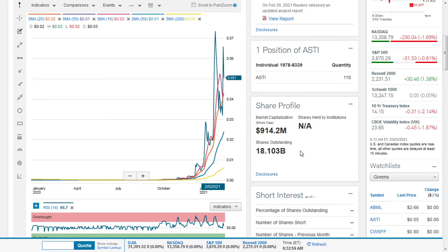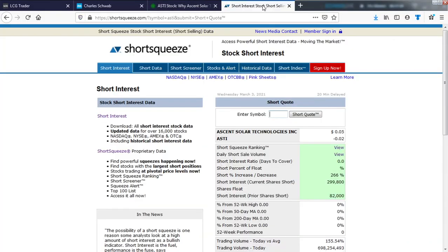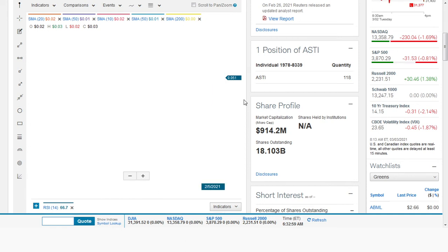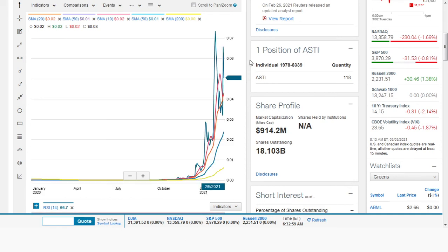In any case, it says that short interest will take roughly not even a tenth of a day to close up. So ASTI closed on a bearish note, and we can see that, even though it is correcting, it is still trading at a premium to its short-term trend lines.